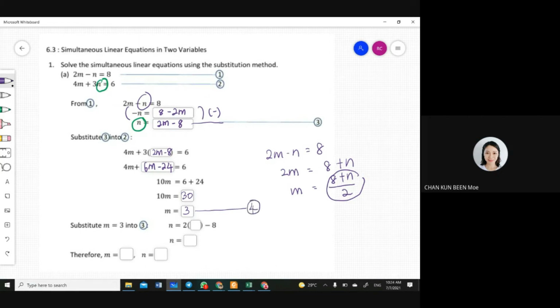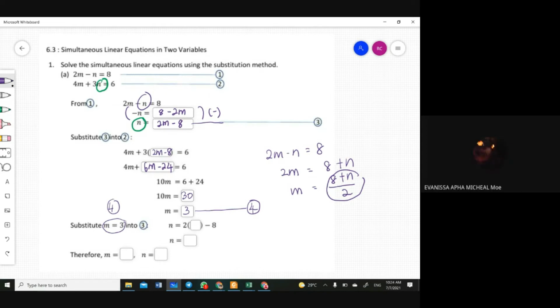But because the question already says, substitute m equal to 3 into 3, you don't have to put equation 4. But in the normal way, if you want to put equation 4 also can, then you don't have to write this anymore, because m equals 3 is equation 4. So you just write down substitute 4 into 3 also can.